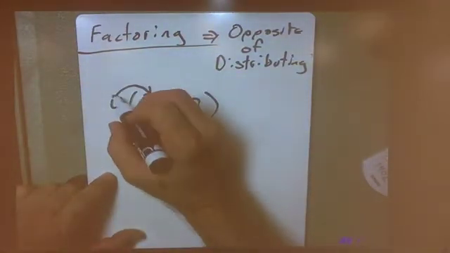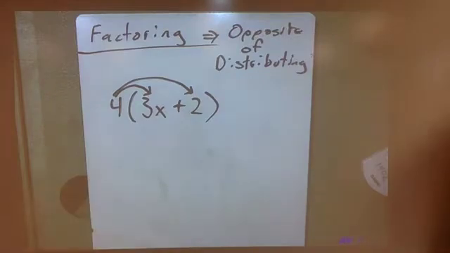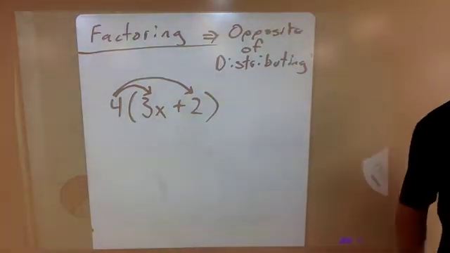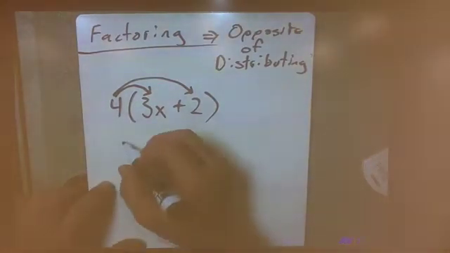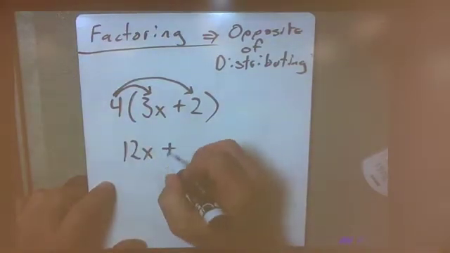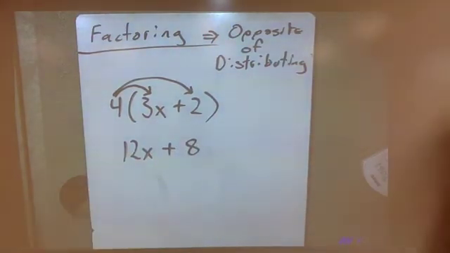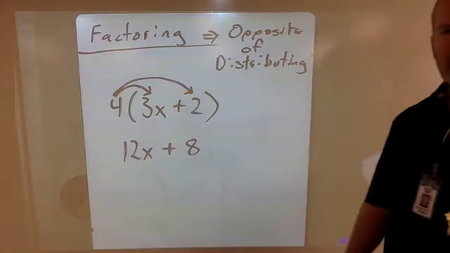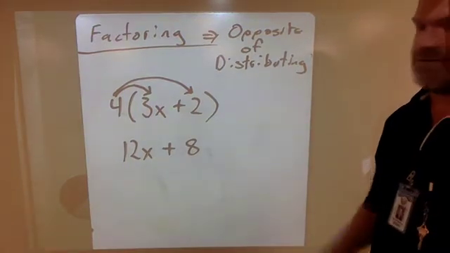4 times 3x and 4 times 2. That 4 gets multiplied by everything inside the parenthesis. So 4 times 3 is 12, don't forget about the x, and 4 times 2 is 8. So that's how you would distribute that problem. To factor this, you would work backwards.